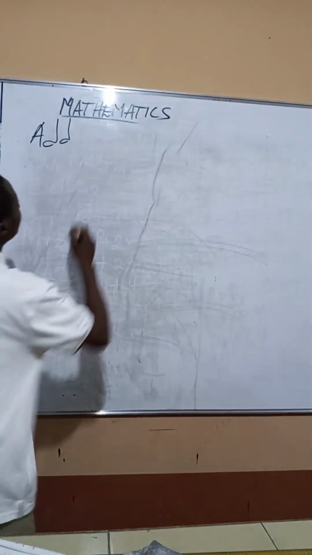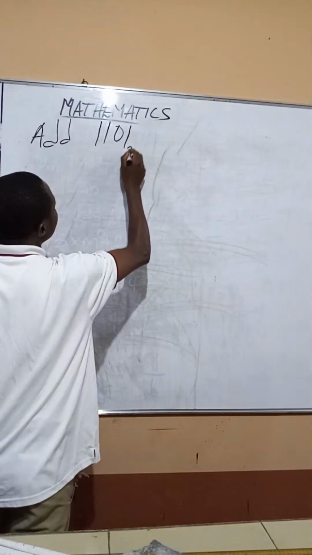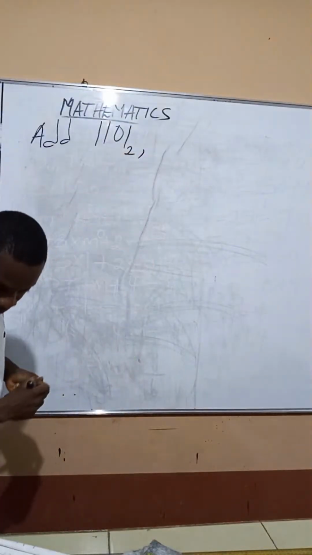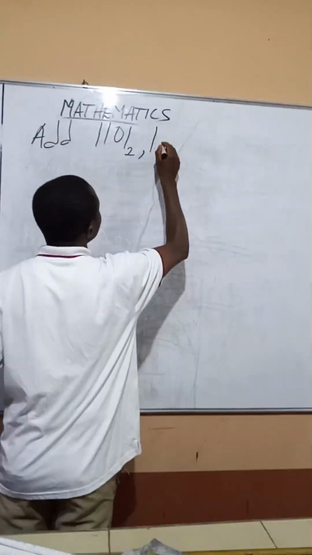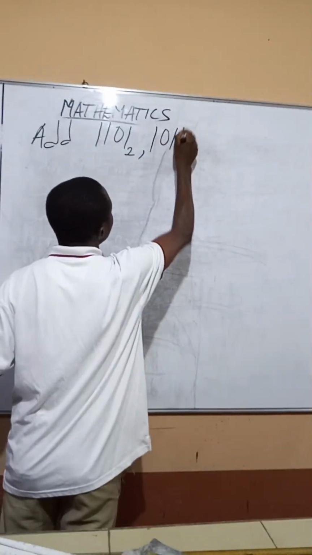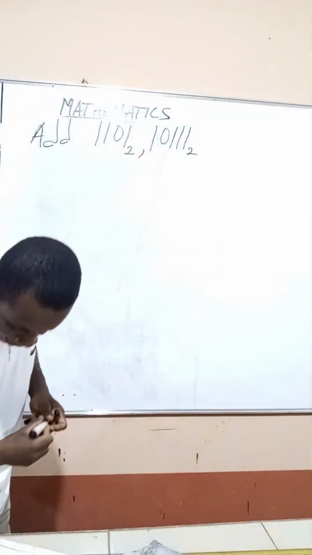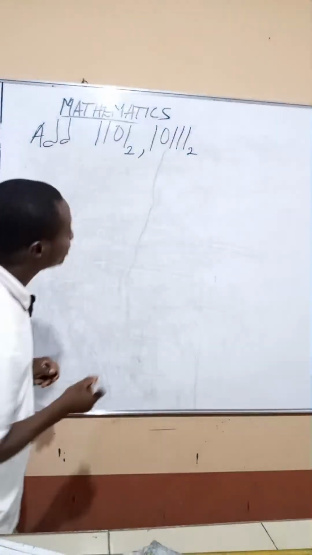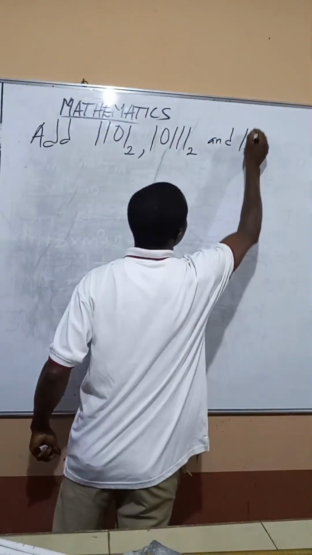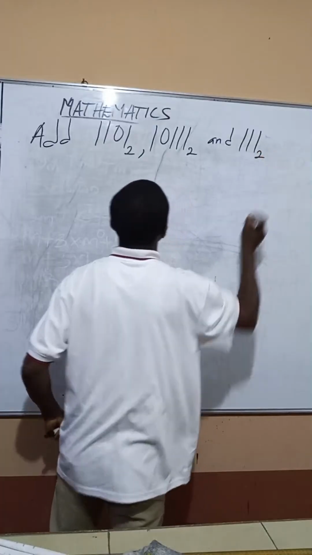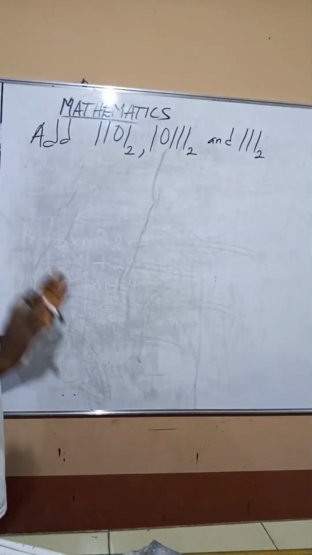1101 in base 2, then 10111 in base 2, and 111 in base 2. We are adding these numbers together.